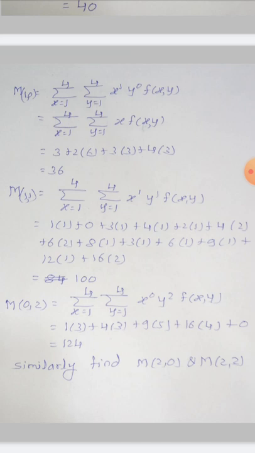Similarly, we can find it for m of 0, 2. Here i is 0, but j value is 2. That's why the equation will be summation y square f of xy. Now y square means the particular column square that we have to multiply with the pixel values. After addition, we are getting 124. Similarly, we can find it for m of 2, 0 and m of 2, 2.